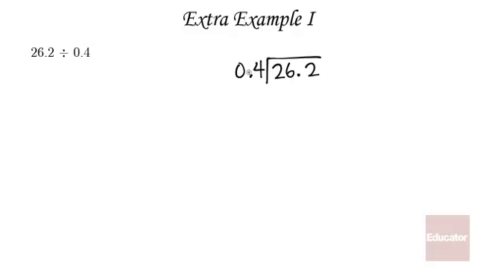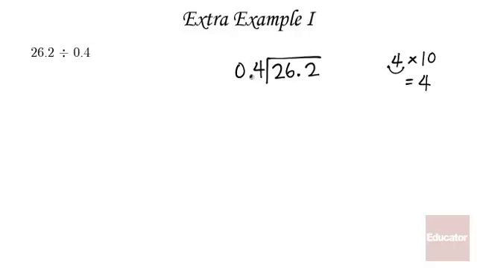So in order to make this 0.4 a whole number, I have one number behind the decimal point, so I have to multiply it by 10. 0.4 times 10 is going to be 4. Since I have 1 zero, I can move the decimal point one time to make it bigger, and then it becomes 4. So then I have to multiply. If I'm going to multiply this by 10, then I have to multiply the dividend by 10.